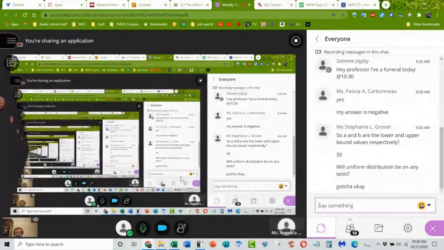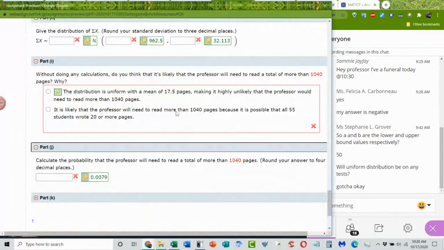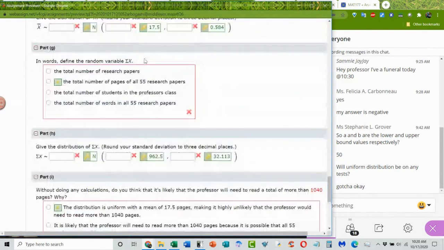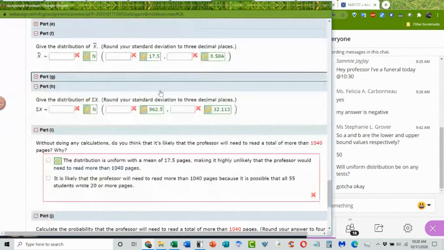Okay. I figured that's what you said, but I figured I'd just go back and check to make sure. So for these, again, you're going to take the mean because it's the sums. You're going to take this 17.5 and multiply it by 55. You take this number and multiply it by 55. You get the values.